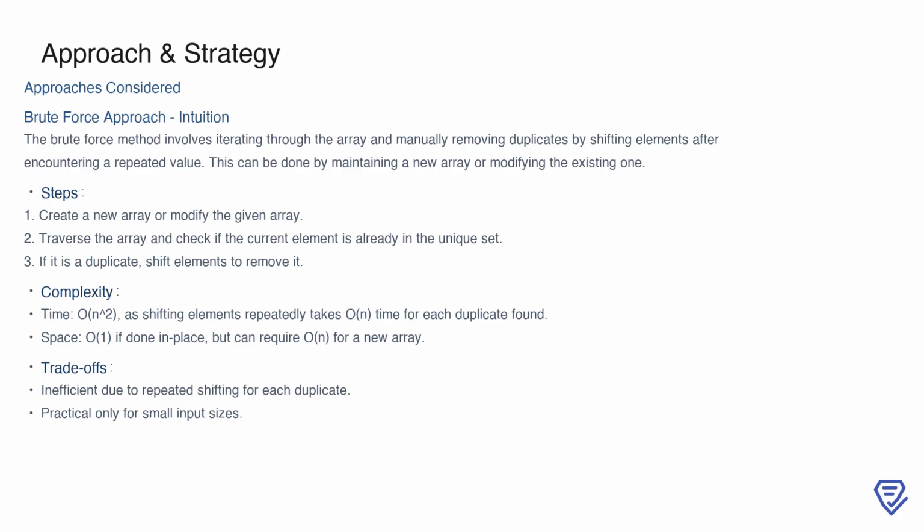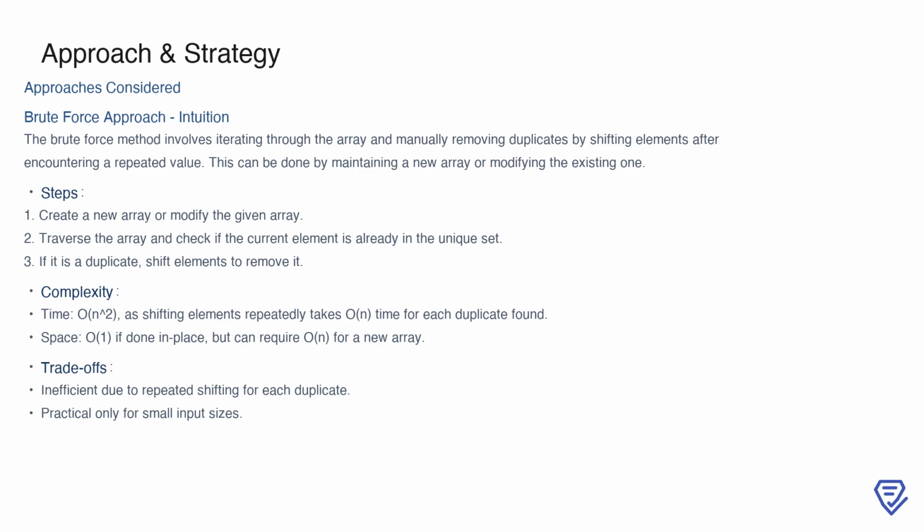The intuition here is simple. We iterate through the array and manually remove duplicates by shifting the elements whenever we encounter a repeated value. This can be done in two ways, either by creating a completely new array to store only unique elements or by modifying the existing array in place. The steps are as follows.